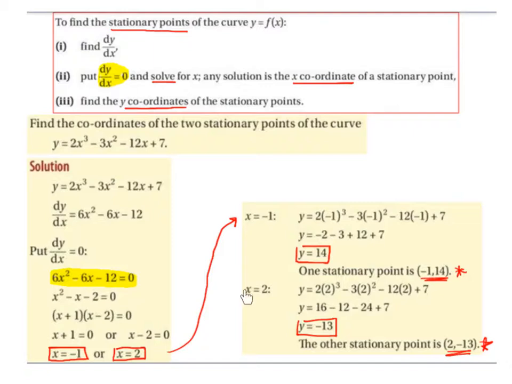And then we're going to substitute 2 into our curve. So we have y equals 2 times 2 cubed, minus 3 times 2 squared, minus 12 times 2 plus 7, which gives us y is equal to minus 13. So the other stationary point is 2, minus 13. So the point minus 1, 14 and the point 2, minus 13 are the 2 points on our curve where the tangent has a slope of 0.